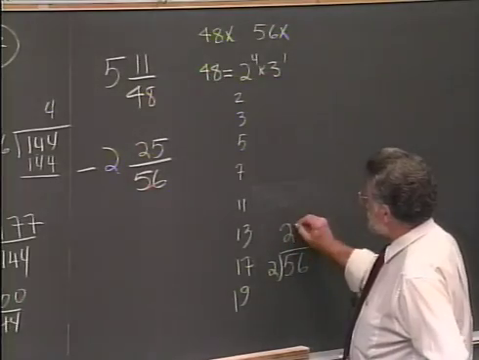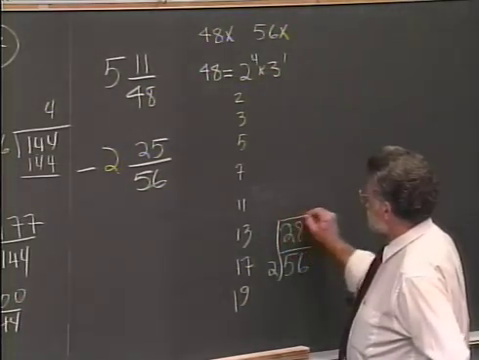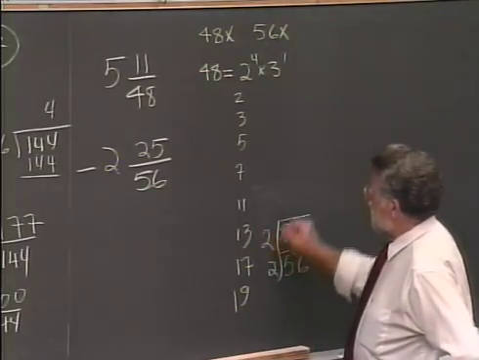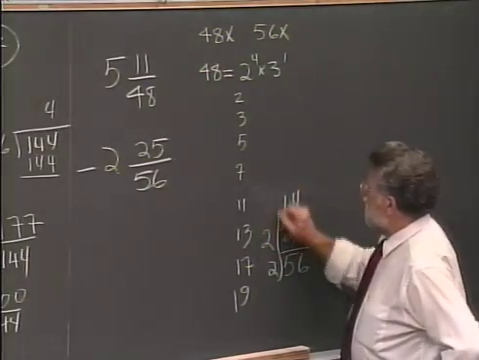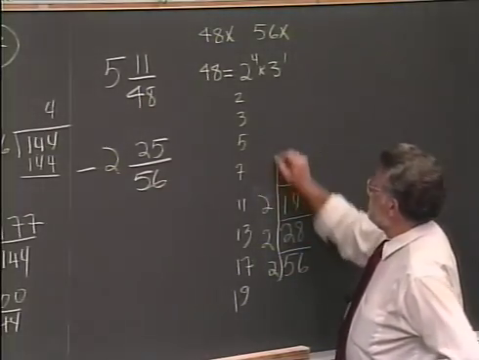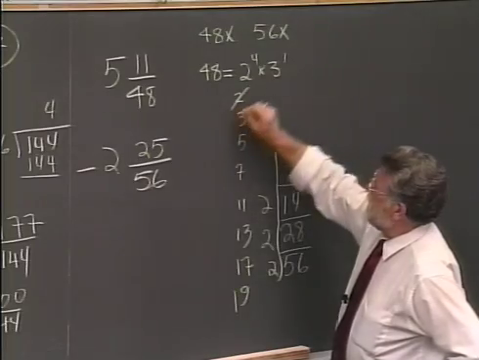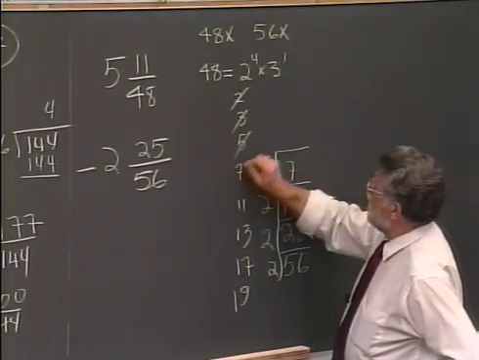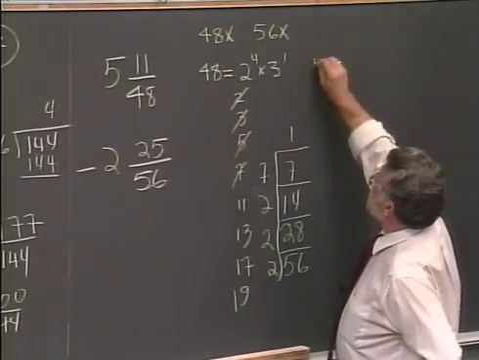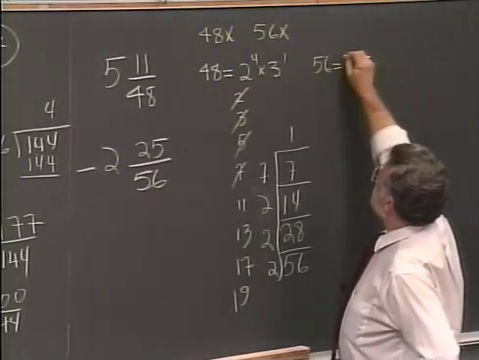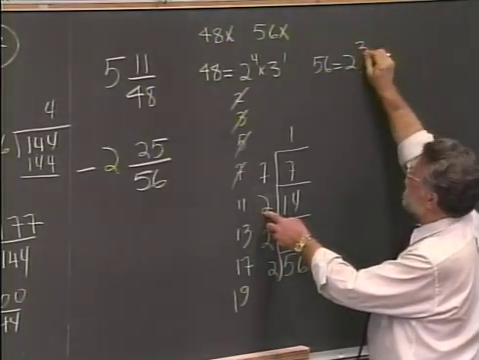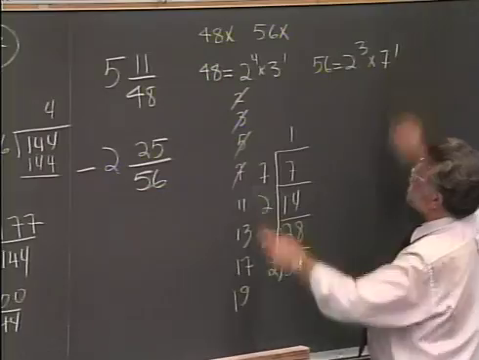28. Do we agree? Can I do 2 again? Okay, what is it this time? 14. Can I do 2 again? Yes, so I get a 7. Can I do 2 again? No. Can I do 3? No. Can I do 5? No. Can I do 7? You bet. So what is 56? 2 to the 3rd, 7 to the 1st.